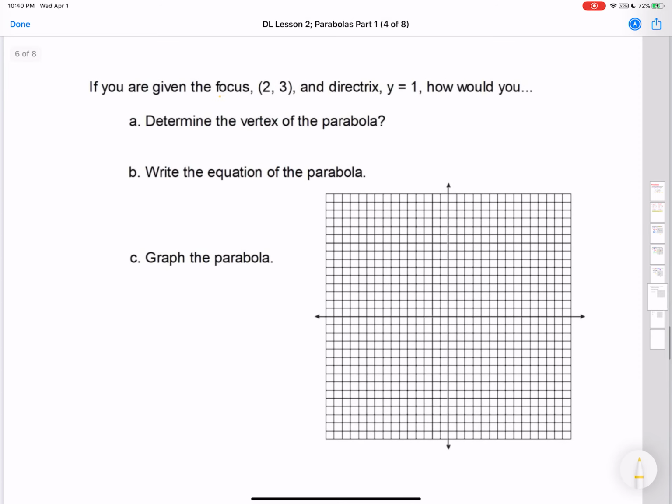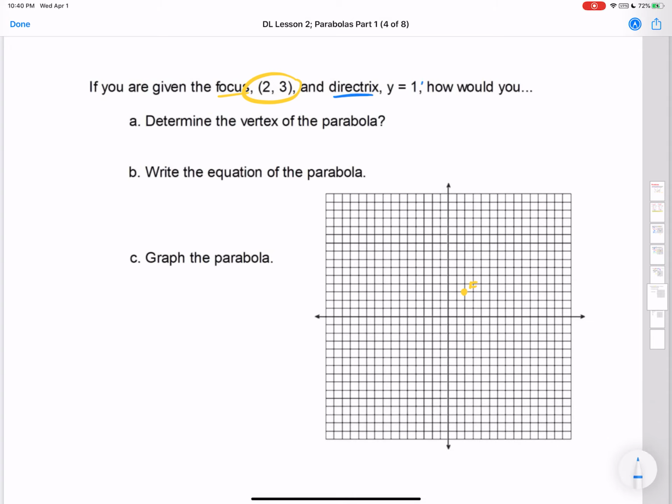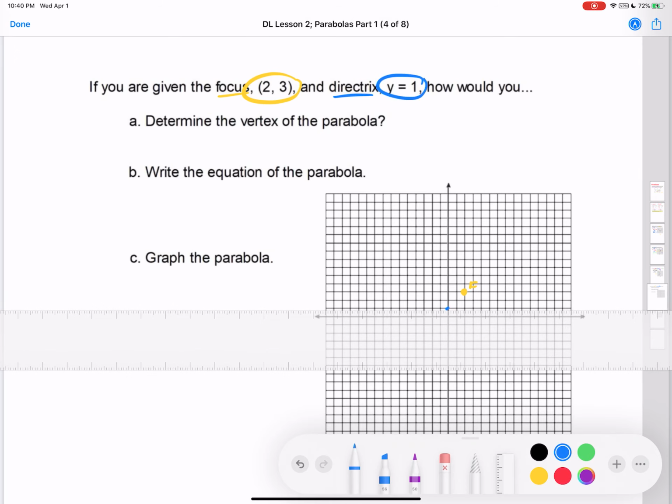So I'm going to start off with that focus. That focus is at 2, 3. So that 2, 3 is going to be right over here. So there's our focus. And we have our directrix. And the directrix is at y is equal to 1. Well, that means y is equal to 1, which is right over here. So I'm just going to take my straight edge and draw a line so that it goes through that point, y is equal to 1.